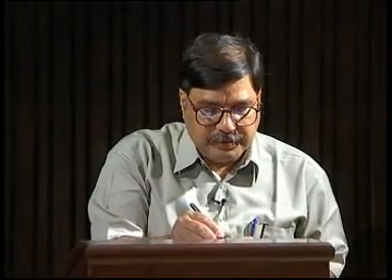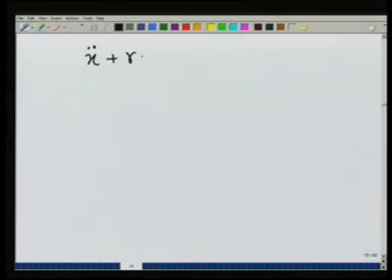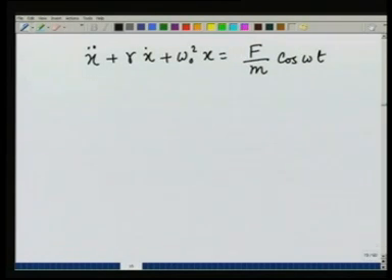So, the equation that we are solving is x double dot plus gamma x dot plus omega 0 square x is equal to F over m cosine of omega t, and I am looking for its particular solution, because in the limit of large time, that is the only solution. So, in other words, I am looking for the steady state solution.